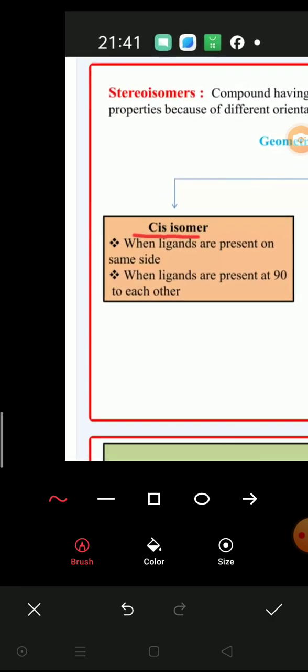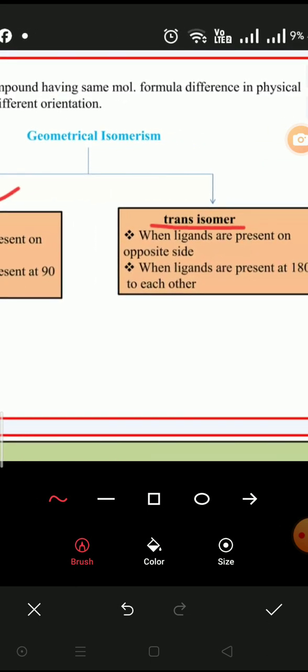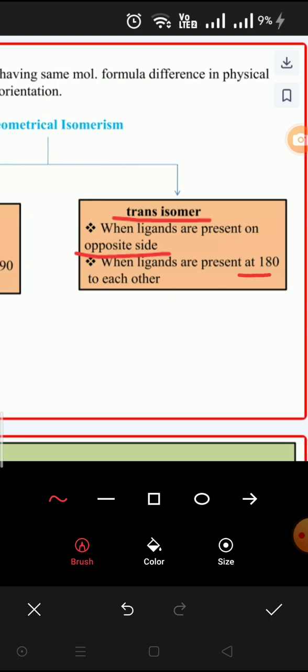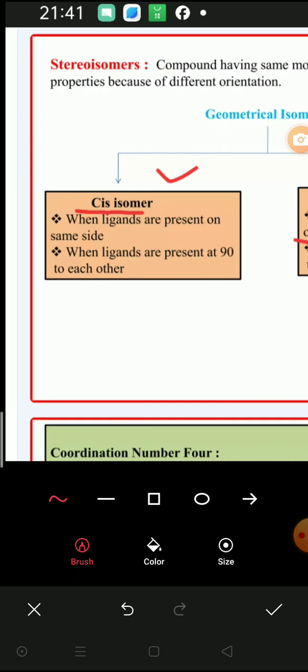What is cis isomer? When ligands are present on the same side, such an isomer is called cis isomer. The other one is trans isomer, when ligands are present on the opposite side. That means when ligands are at opposite sides, they are making an angle of 180 degree to each other, whereas in case of cis isomers, the ligands are making an angle of 90 degree to each other.